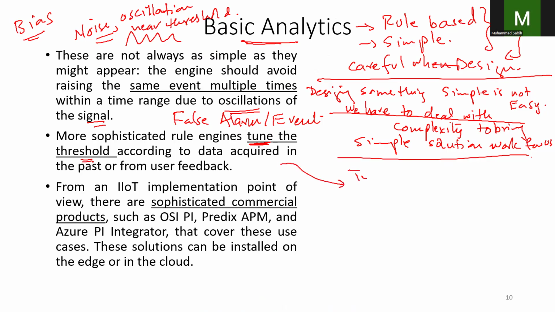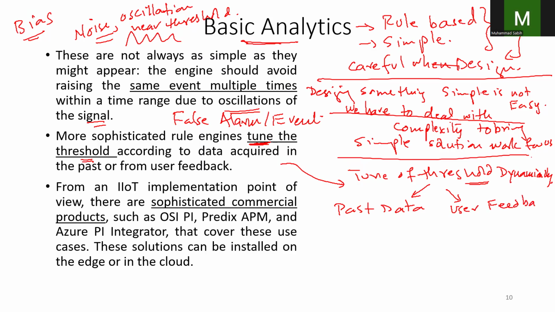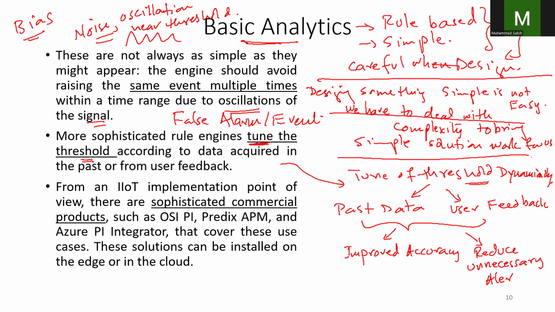The tuning of the threshold dynamically is very important, and it depends on past data and events, and also on user feedback. Because of this, we are going to get two things. Number one, improved accuracy, and also we will somehow reduce unnecessary alerts.